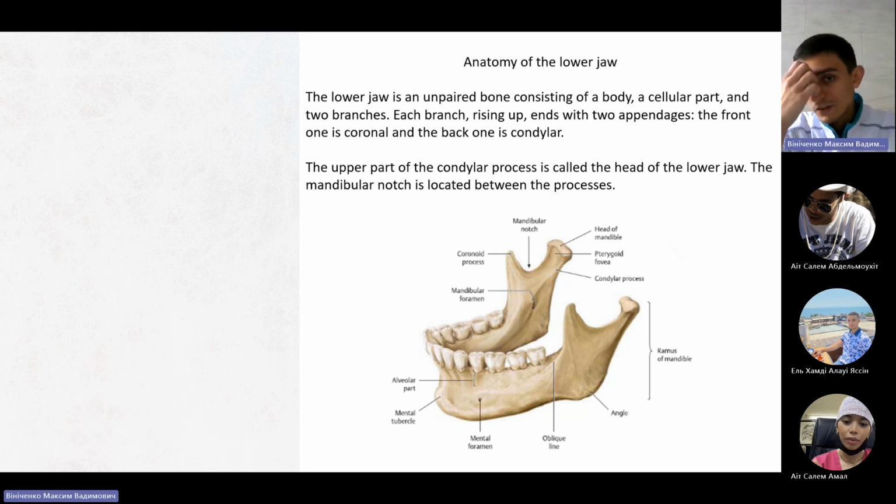So now a few words about the anatomy of the lower jaw. The lower jaw is an unpaired bone consisting of a body, an alveolar part, and two branches. Each branch, rising up, ends with two processes. The front one is the coronoid process, and the back one is the condylar process. The upper part of the condylar process is called the head of the lower jaw. The mandibular notch is located between the processes. So here is the mandibular notch.